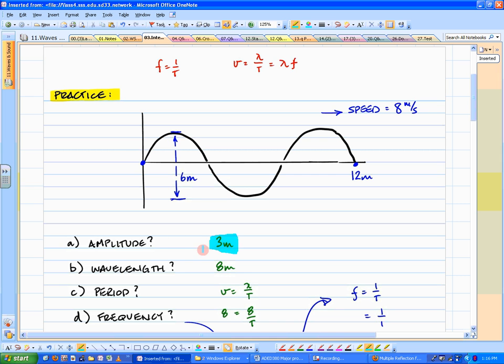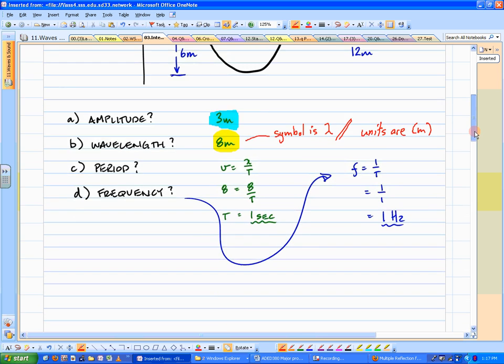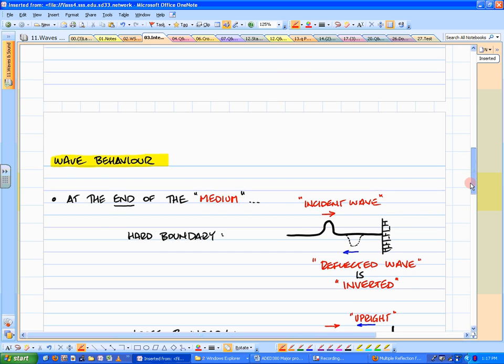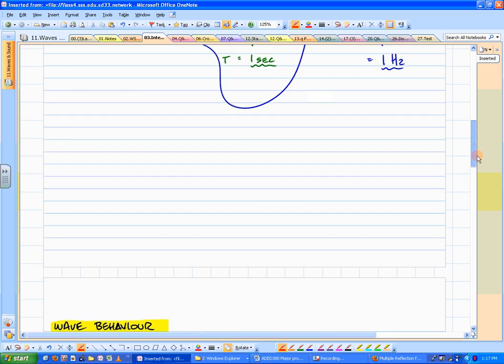I'm using a pen instead of a mouse, and it does enable me to make notes, and I can explain things like the symbol is lambda, and the units are meters for wavelength. And so the notes would go like this. It's certainly not a very big day of notes.